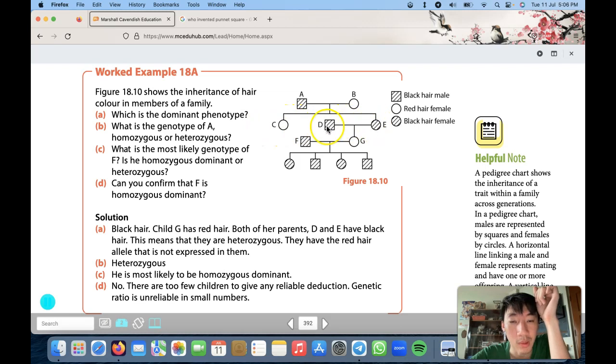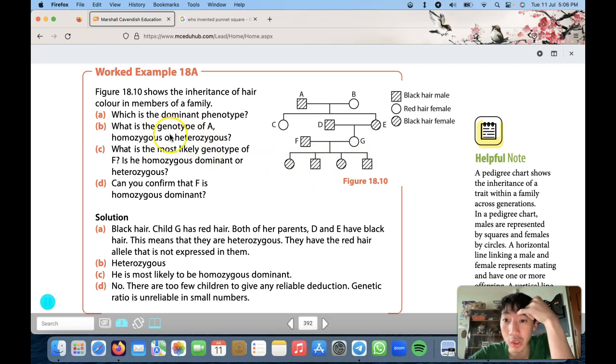This daughter marries Mr. D and gives birth to Dr. G. Then Dr. G marries Mr. F, and then they have 4 children over here. Now using logic, which do you think will be the dominant phenotype? If you say black, why? What's your proof? The reason is because firstly there are more children having black hair, and also because of this particular generation over here, where all the children have black hair.